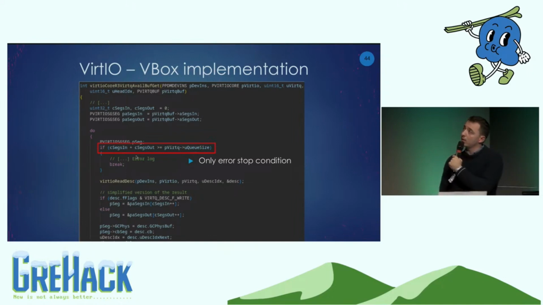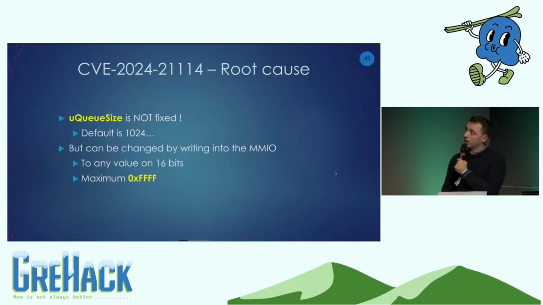So this is the single error condition of the loop, and it is just calculating the number of in segments and out segments that were used so far, and checking if it's bigger than the actual queue size. The issue there is that the queue size is not fixed. By default, it's 1024, like the list we saw before. But it can actually be changed. It's controllable by the guest. You just have to write in the MMIO, and you can change this value to any value in 16 bits. So the actual maximum value for the queue size is 0xFFFF.